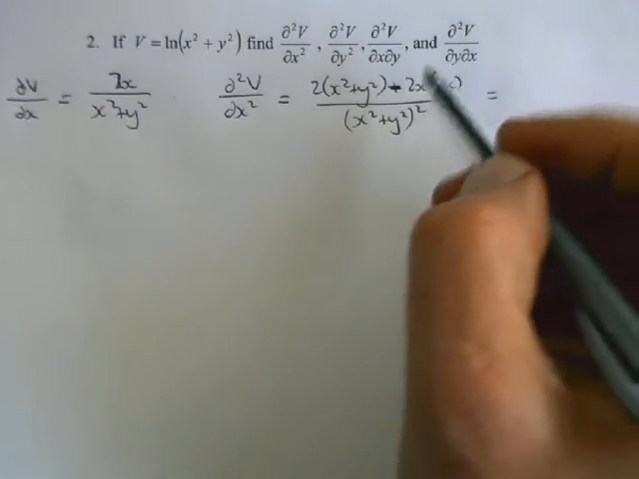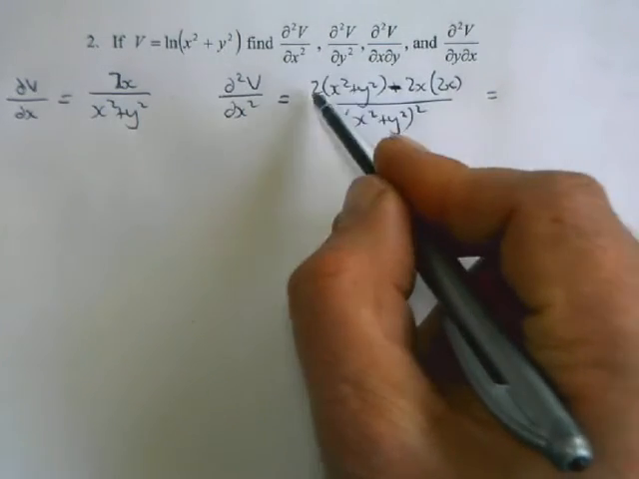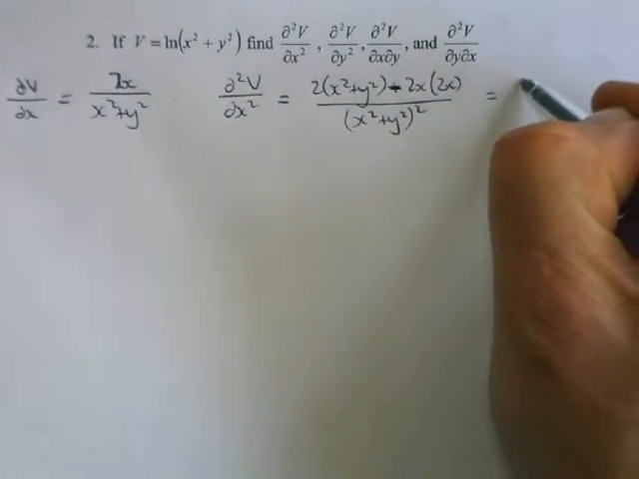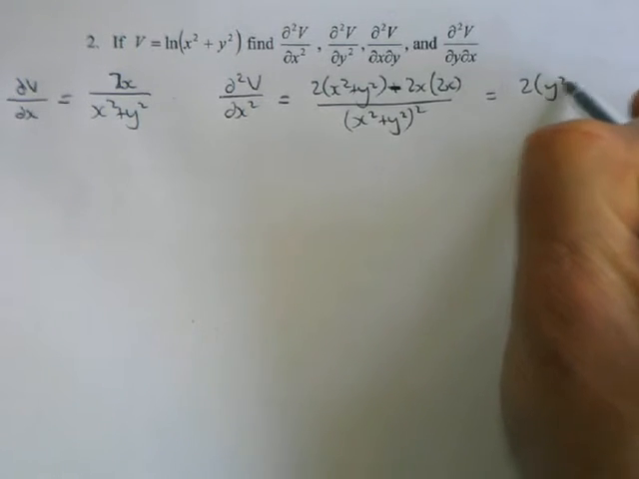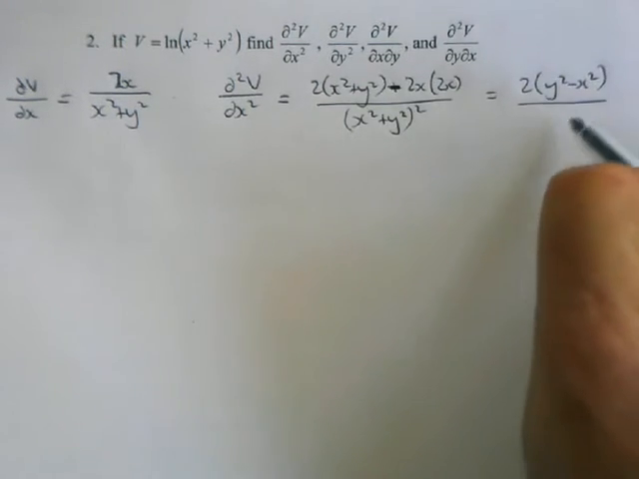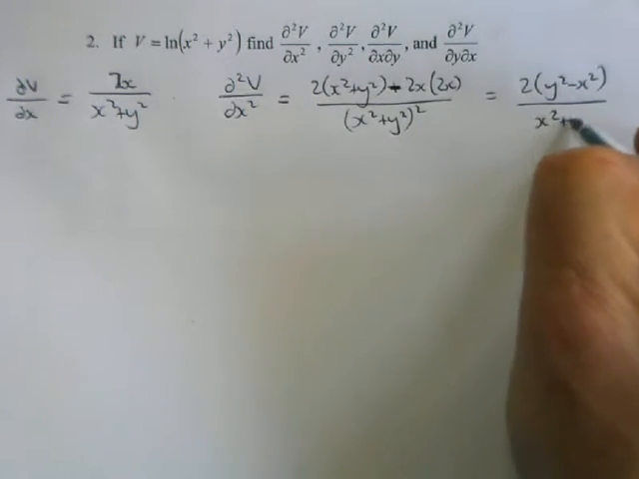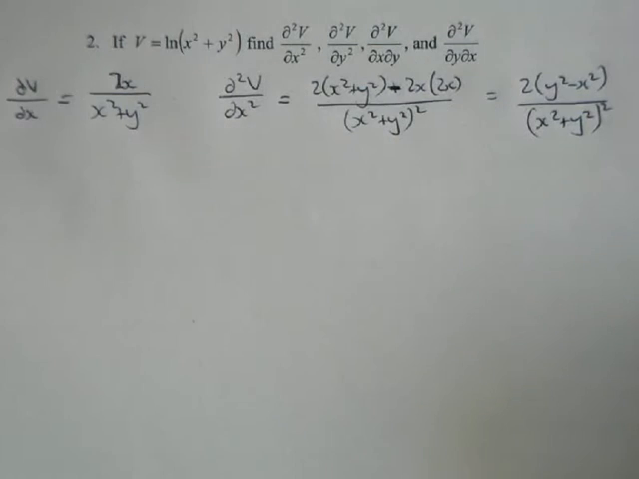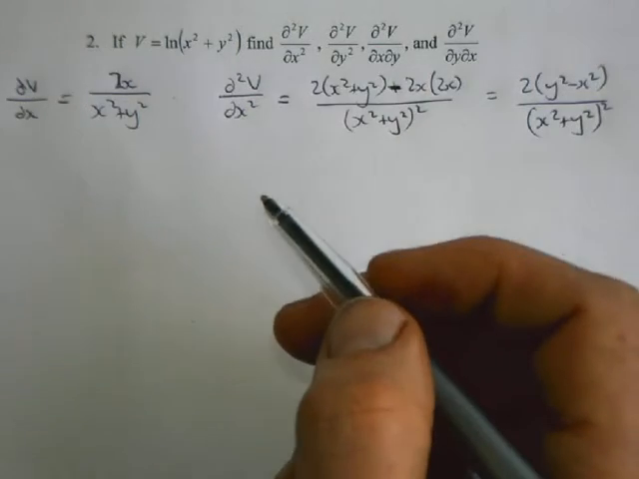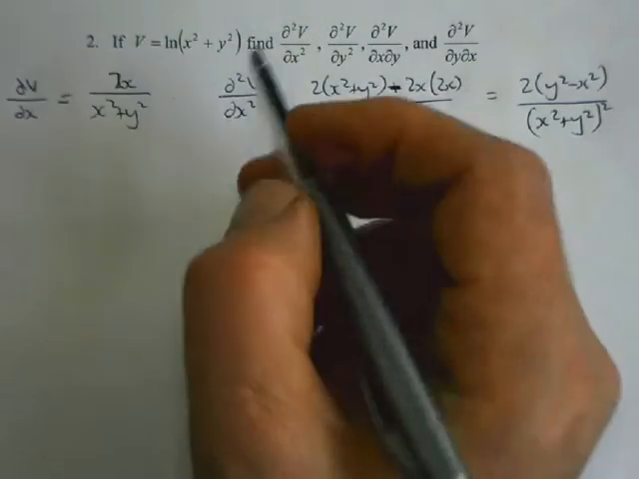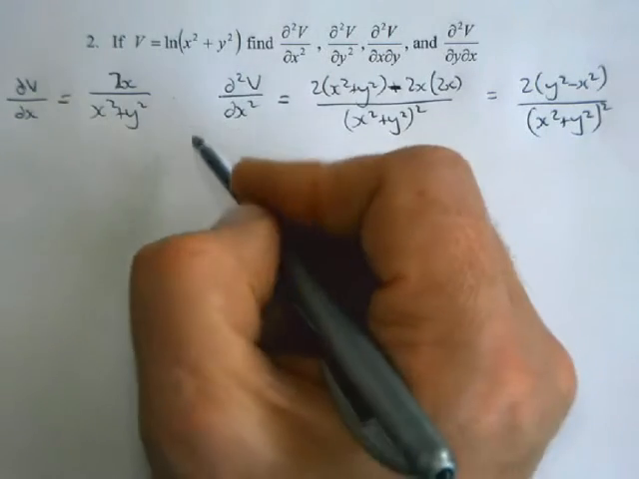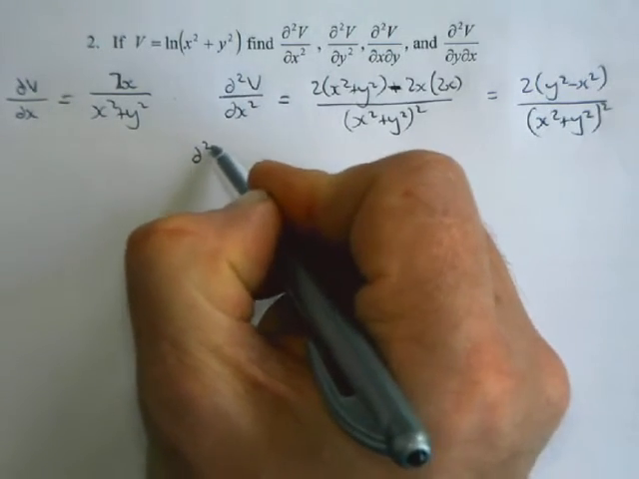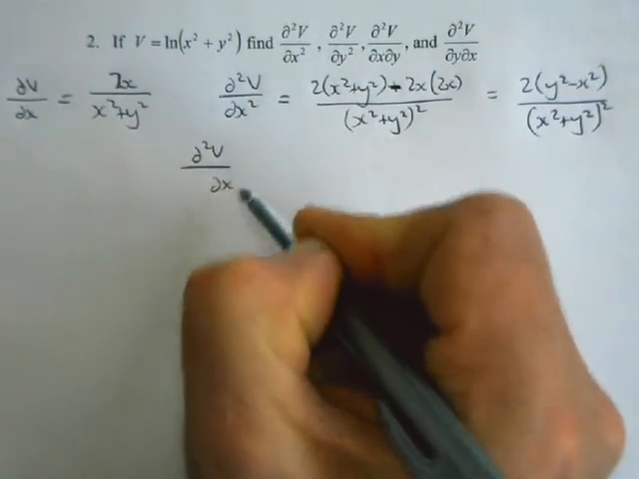And you could tidy it up a little bit. We've got 2x squared minus 4x squared, which will be negative 2x squared, and also 2y squared. So I would probably write that as 2y squared minus x squared over x squared plus y squared, squared. And if you want to simplify that a bit more, you may be able to muck around with it, but that's pretty useful.